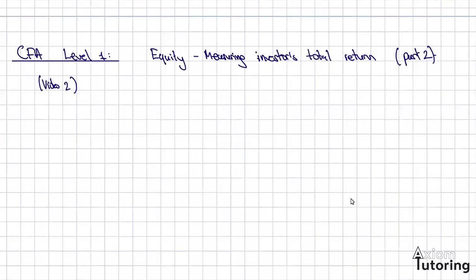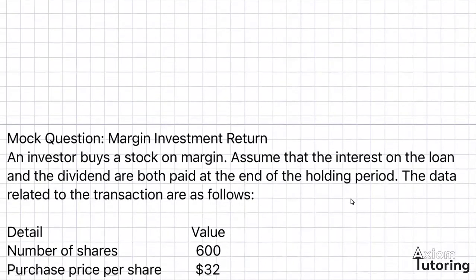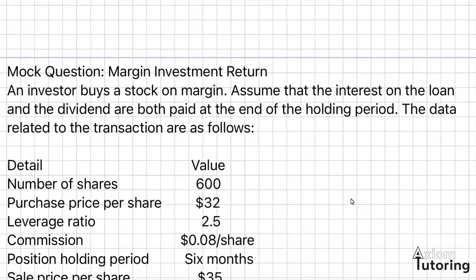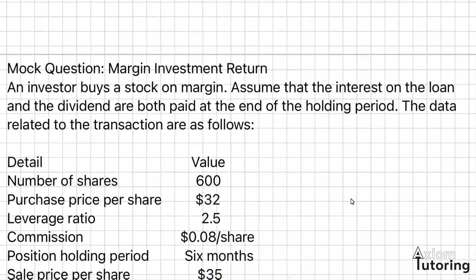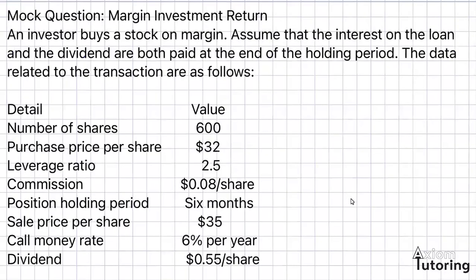Okay, in this video, I want to show you a little bit how you attack a typical problem in the CFA on total returns. So it's a margin investment return. An investor buys a stock on margin. Assume the interest rate on the loan and the dividends are both paid at the end of the holding period. The data related to the transaction are as follows.